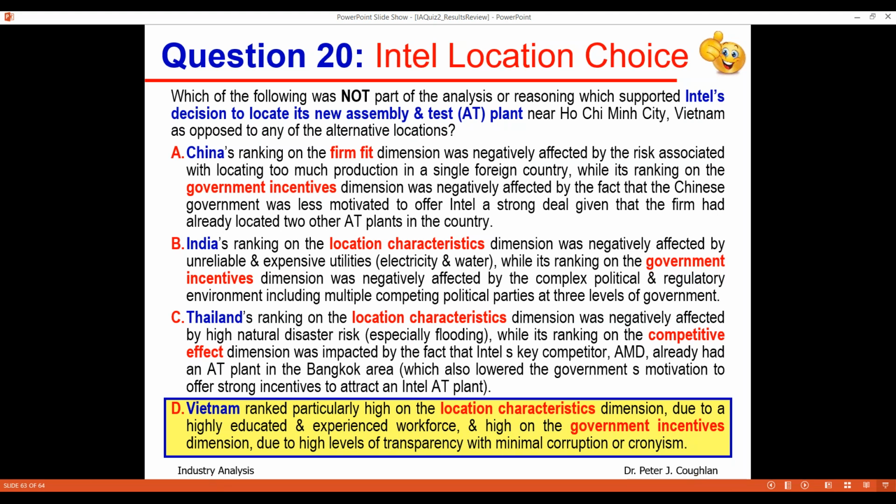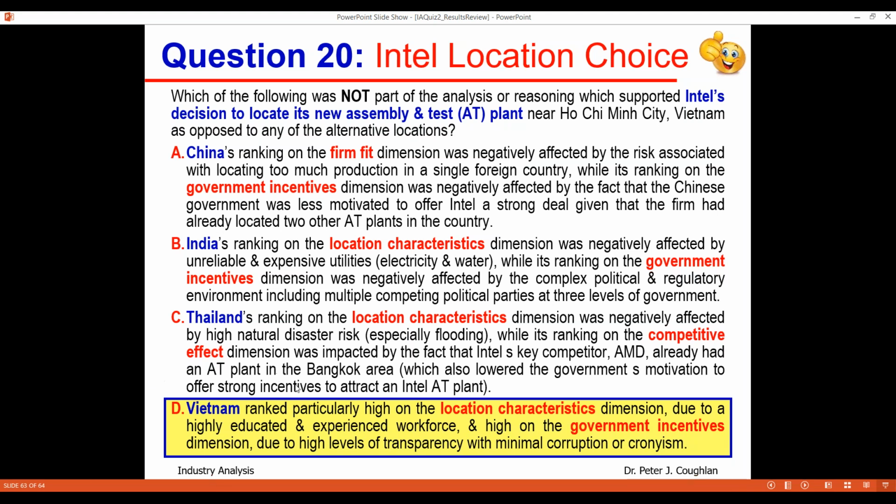and more importantly, they weren't that experienced. Remember, in Vietnam, during the time period of the decision, although it's only 10 years ago, they had a very young workforce, not a very experienced workforce. They had to actually develop that workforce. They had to bring in Vietnamese Americans and repatriate them, to basically work there because they did not have a highly experienced workforce. And it rated high on the government incentives dimension due to high levels of transparency with minimal corruption or cronyism. No, Vietnam had high corruption and cronyism. It had the highest corruption rating of any of the other countries there.